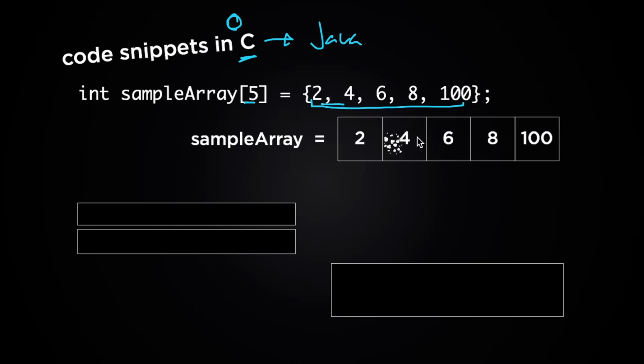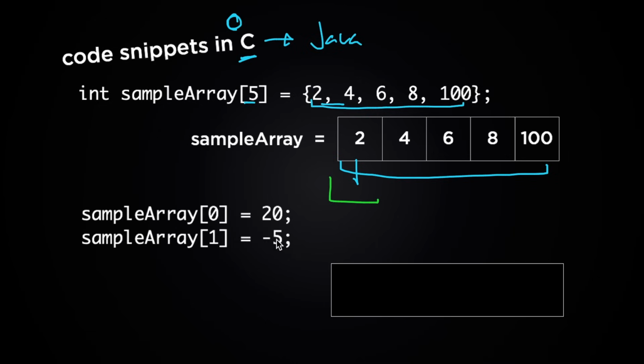And you can visualize this array as a box with 5 partitions because this array is able to contain 5 integers. If you want to change some of the elements in this array, of course, you can use code like this. The first line says change the first item of this array to 20, and then the second line says change the second element of this array to -5.